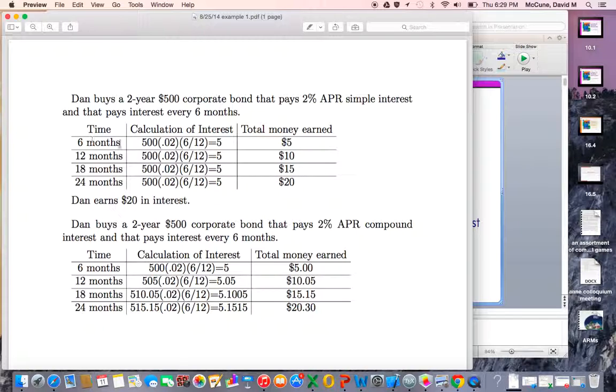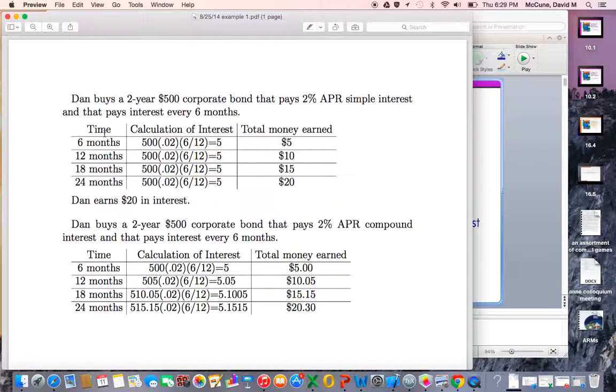That means that after 6 months, the interest is calculated using the PRT formula. So notice this is principal here, this $500, and then the interest rate, and then the time in years. So $500 at 2% interest for 6 months, and again, you have to convert to years, so 6 over 12, that's $5. So after 6 months, he's earned $5.